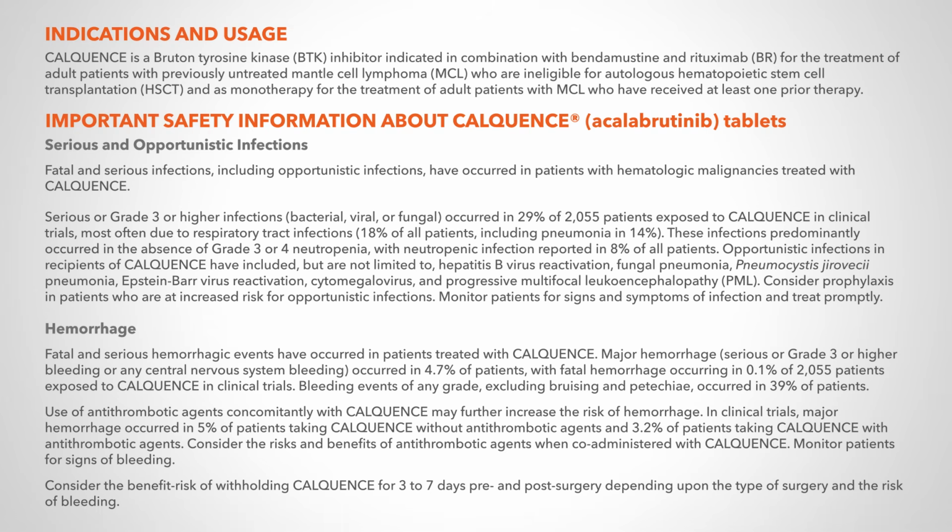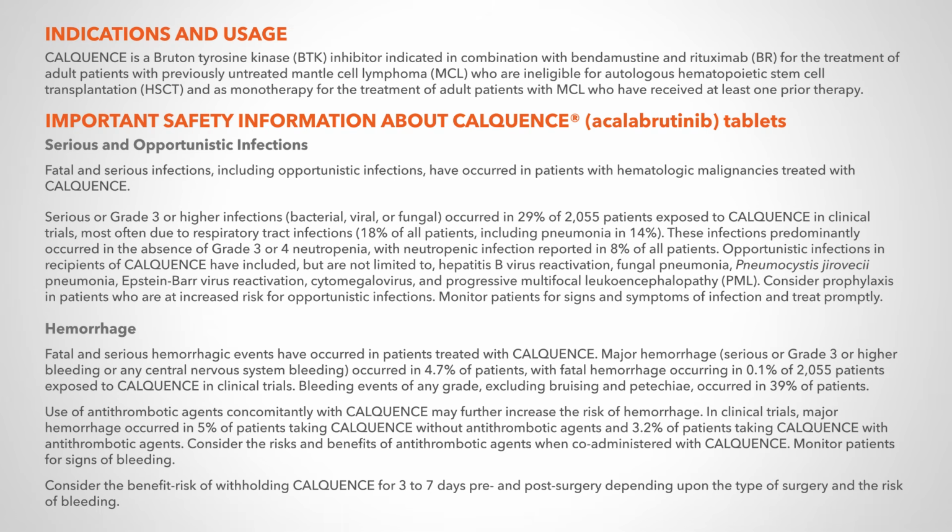Hemorrhage. Fatal and serious hemorrhagic events have occurred in patients treated with CALQUENCE. Major hemorrhage, serious or grade 3 or higher bleeding, or any central nervous system bleeding occurred in 4.4% of patients, with fatal hemorrhage occurring in 0.2% of 1,764 patients exposed to CALQUENCE in clinical trials. Bleeding events of any grade, excluding bruising and petechia, occurred in 40% of patients.